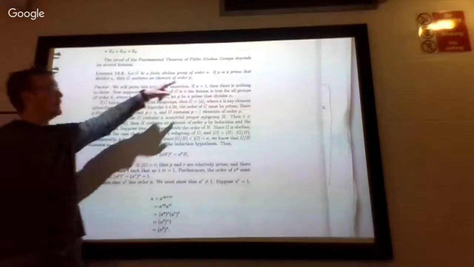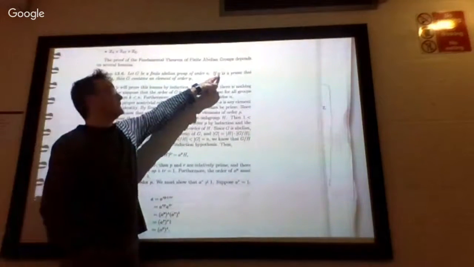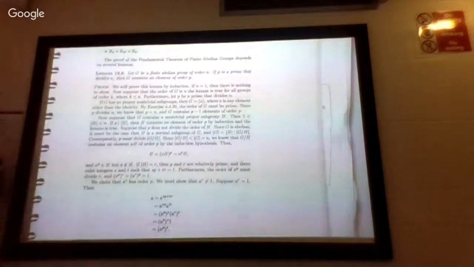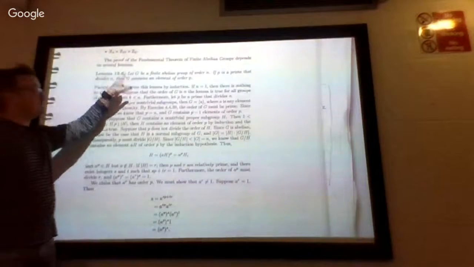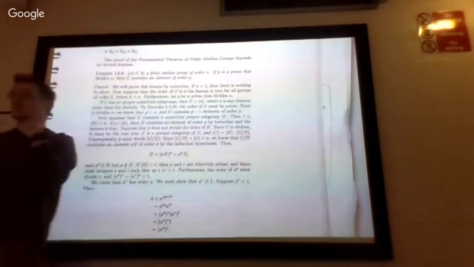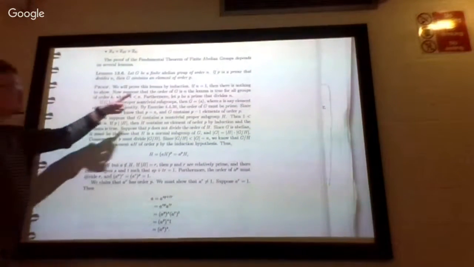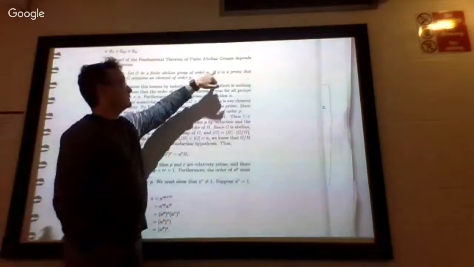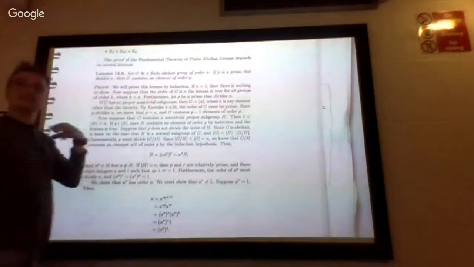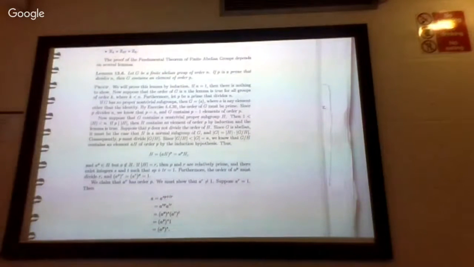Because if you start off with a big group, and we can pick out a prime P that divides the order of the group, then this says that G does contain an element of order P. Well, if it has an element of order P, that means it'll have a cyclic subgroup generated by that element, of size P. So this is going in the opposite direction to Lagrange's theorem. Picking out a prime divisor of the size of the group, it says that the group will have a subgroup of that size.